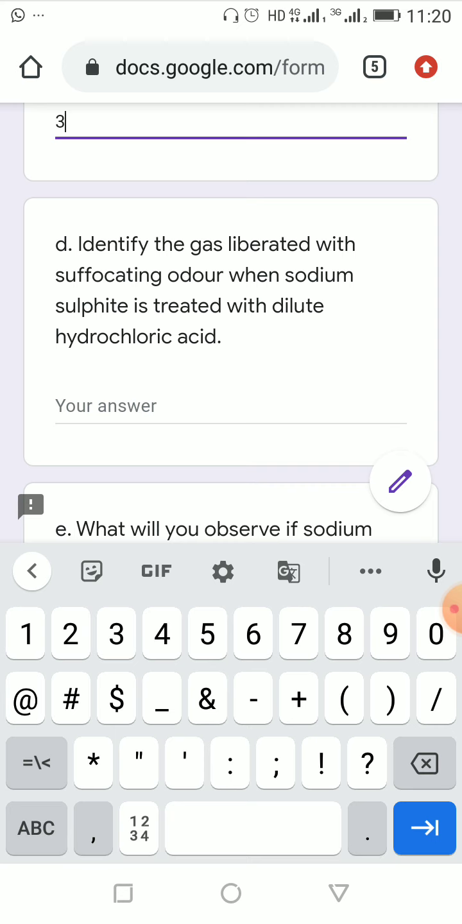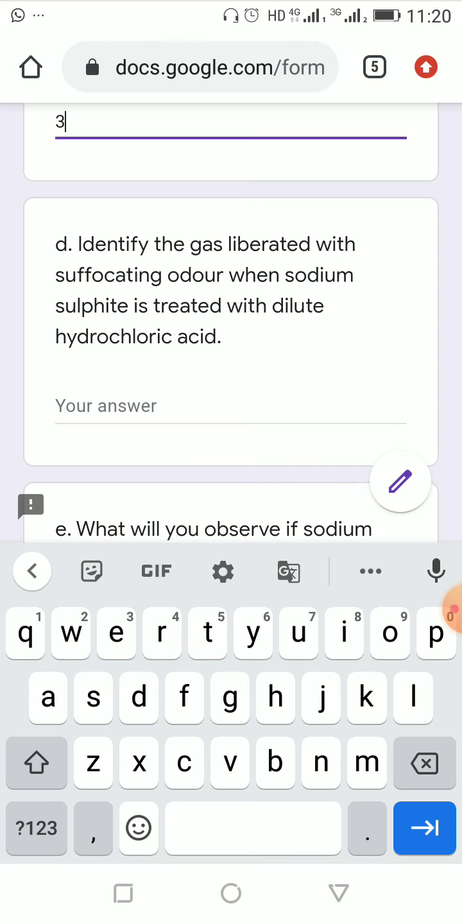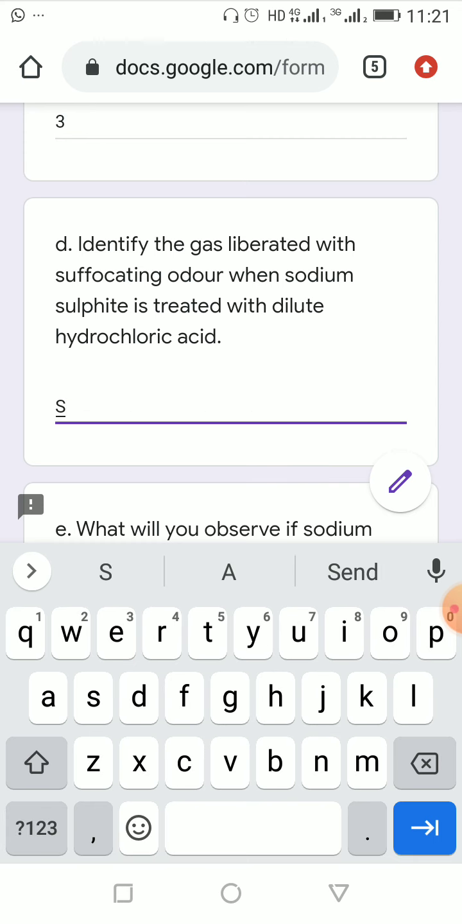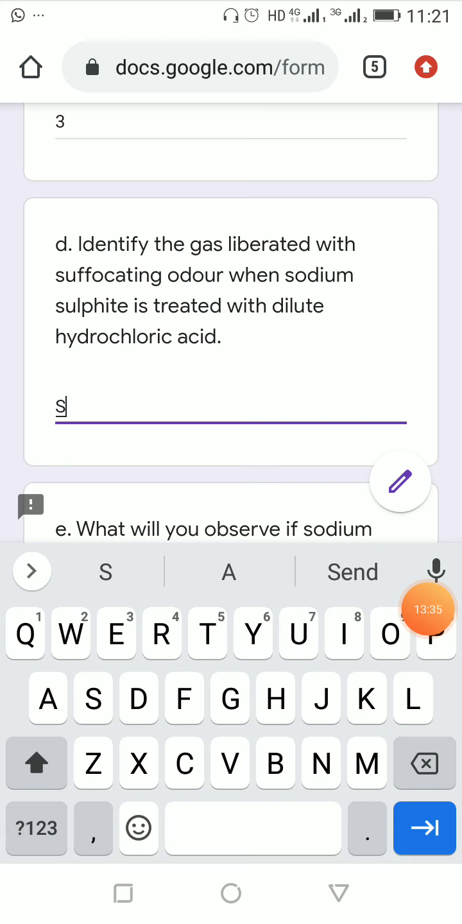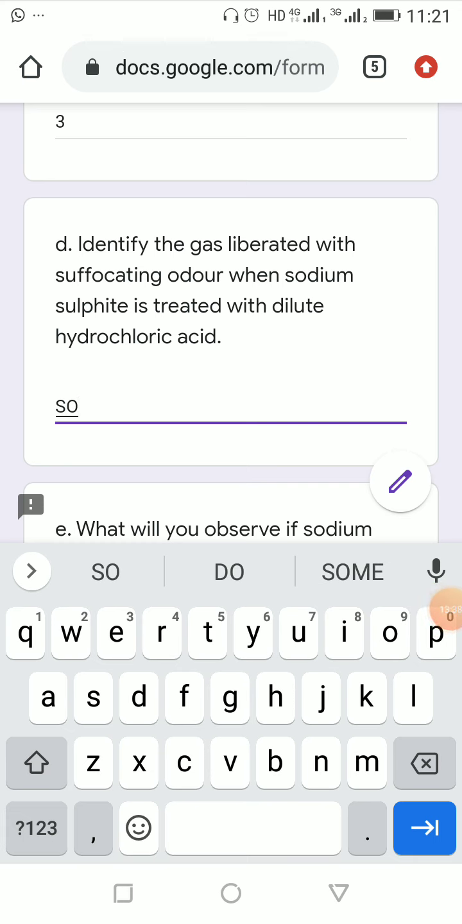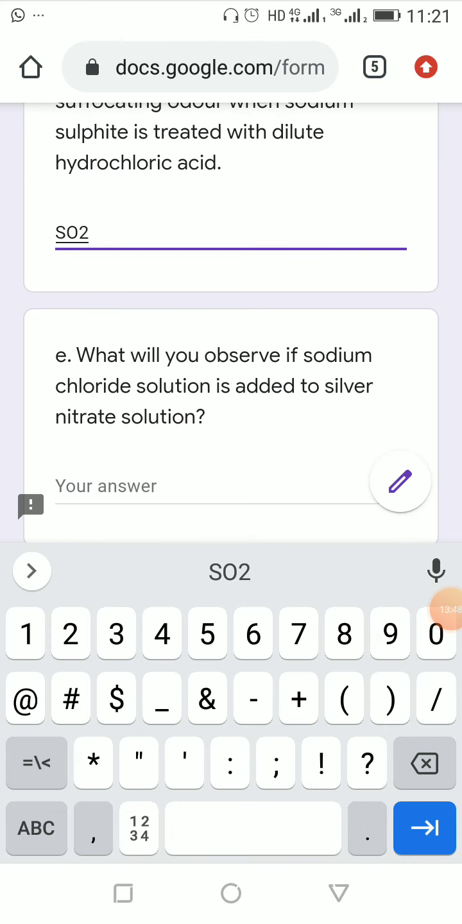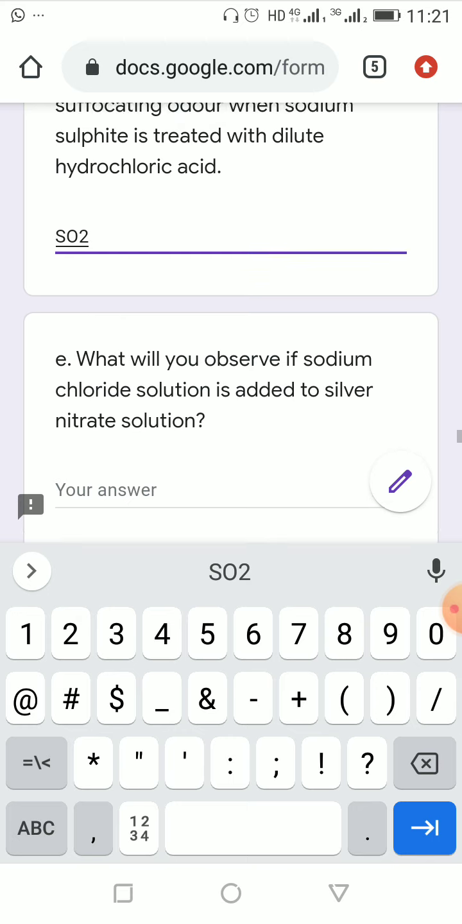Identify the gas liberated with suffocating odor when sodium sulfite is treated with dilute hydrochloric acid. The name of the gas will be sulfur dioxide, it will be SO2. Name of the gas, this will be sulfur dioxide or SO2. You can write the name also, instead of this.